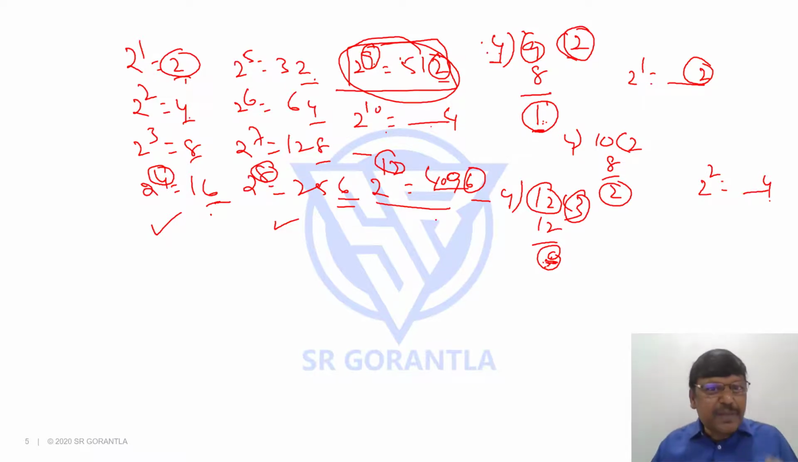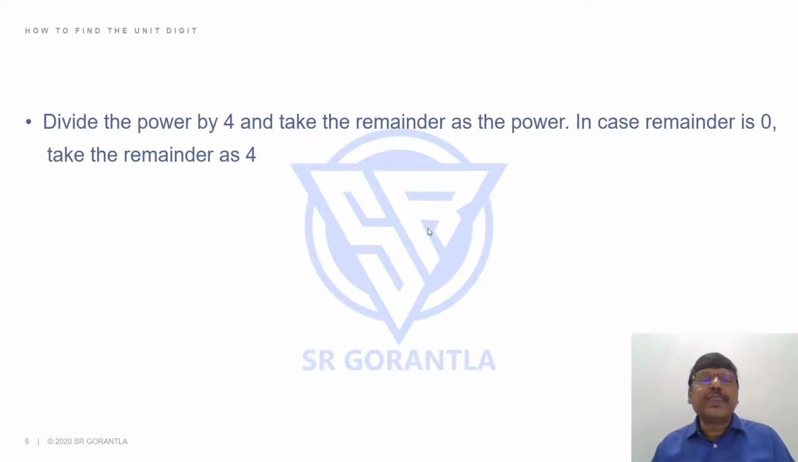So how can I sum this up? Divide the power by 4, take the remainder as the power. In case the remainder is 0, take the power as 4. This is what it is. Divide the power by 4 and take the remainder as the power. In case the remainder is 0, take the remainder as 4. Same thing applies for 3, 7, 8 also, students.